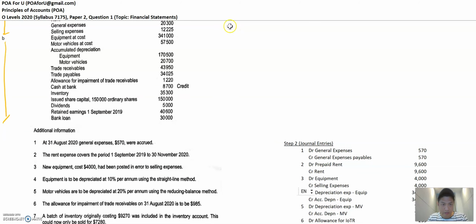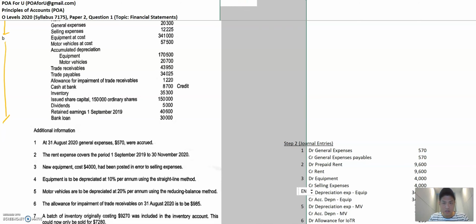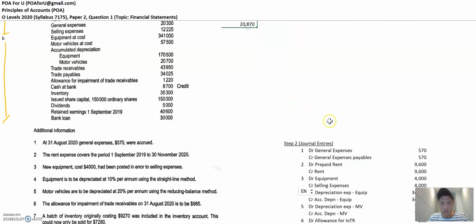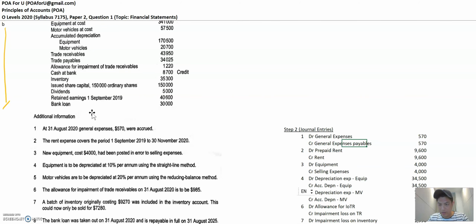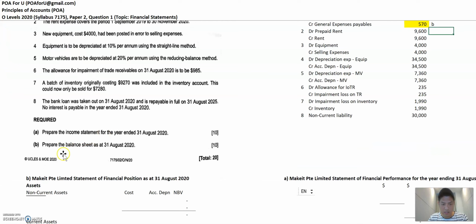General expense debit. So I'm going to put this as 20300 plus 570. I'm going to mark this so that you guys can see it. So this is the new balance, right? And then general expense payable, I don't see it in this list. It's not in the trial balance, so I'm going to mark it as a new item so that I can bring it across to this. And this is a B item, which is a balance sheet or a statement of financial position item. So I'm going to bring it over when I do section B.